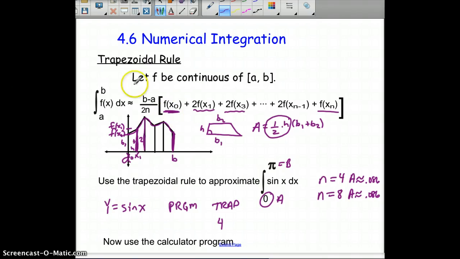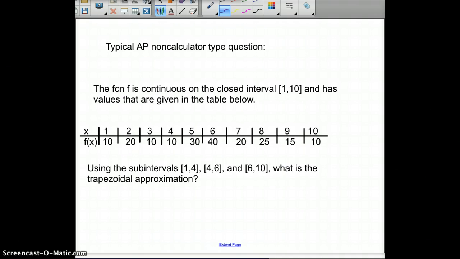To do this by hand takes a little bit more work. Let's talk about a typical non-calculator type question. On the AP test, they would actually use a trapezoidal rule without a calculator. They know you have the program. So what's the point of using the program, right? So they might have a program question as part of a bigger question, but more likely they would have a trapezoidal rule question that's on the non-calculator portion, and it might look something like this.